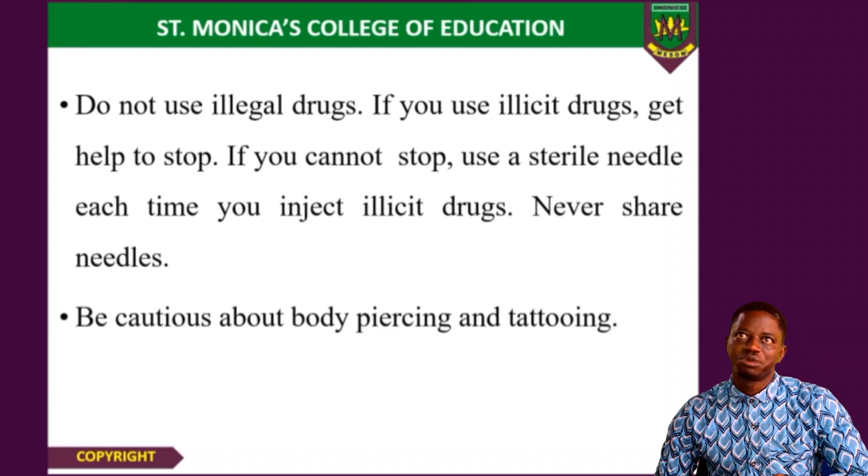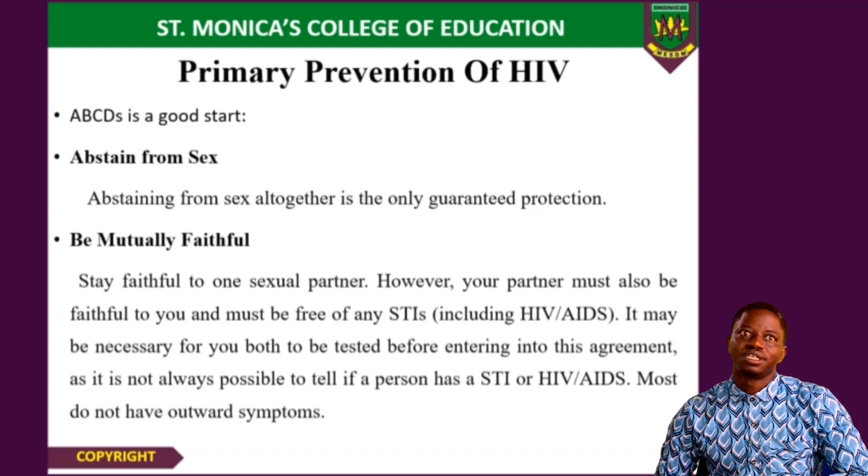So let's look at the primary prevention of HIV. The primary prevention of HIV is what we call A, B, C, and D. For example, abstain from sex. Abstaining from sex altogether is the only guaranteed protection. Can you, ladies, abstain from sex? The way some of you take it, as if you are taking blood tonic, in the morning, in the afternoon, at midnight, any time, be careful.